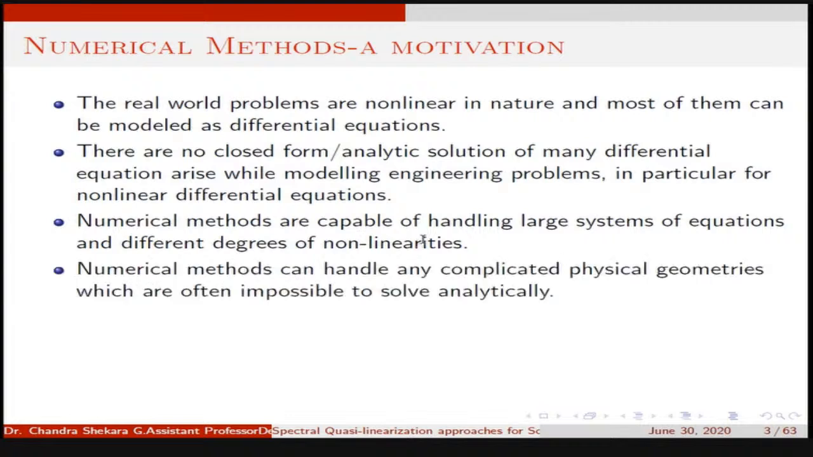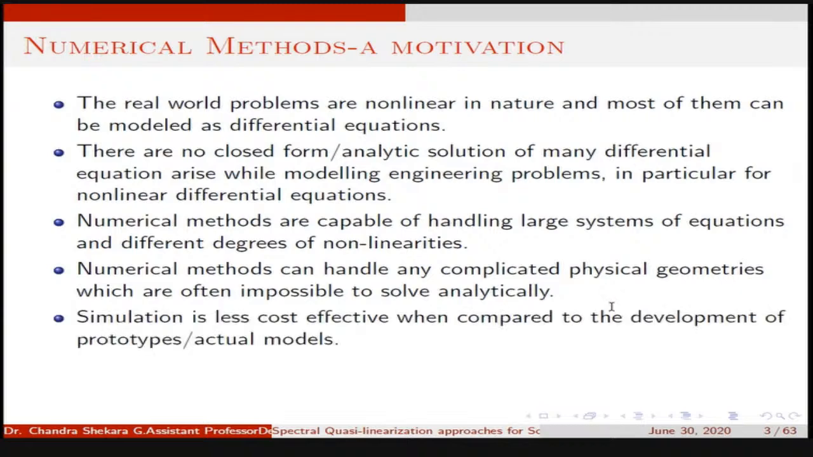The other reason why we require numerical methods is whenever we have complicated geometries or irregular geometries and the differential equation associated with those irregular geometries, it is impossible to solve those differential equations analytically. So in this case, numerical methods play a very important role to take care of the irregular geometries or complicated geometries. So this is also a main reason why one has to learn numerical methods.